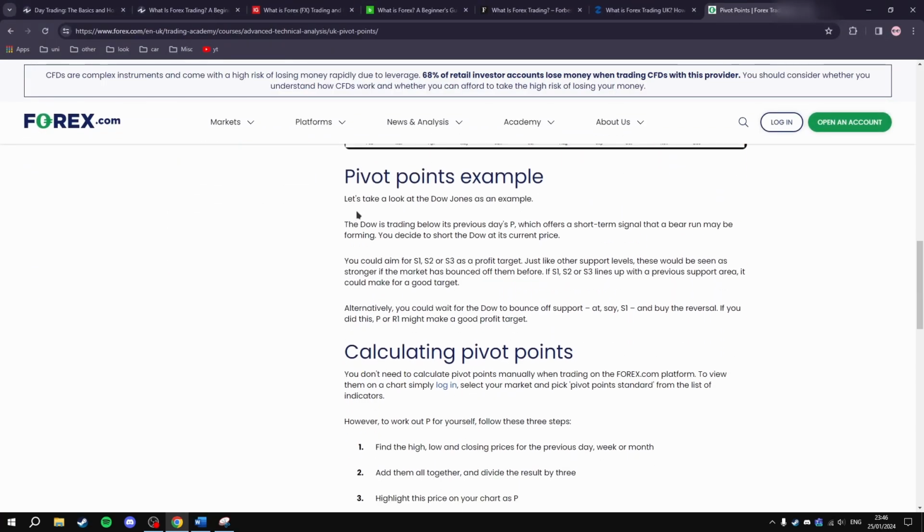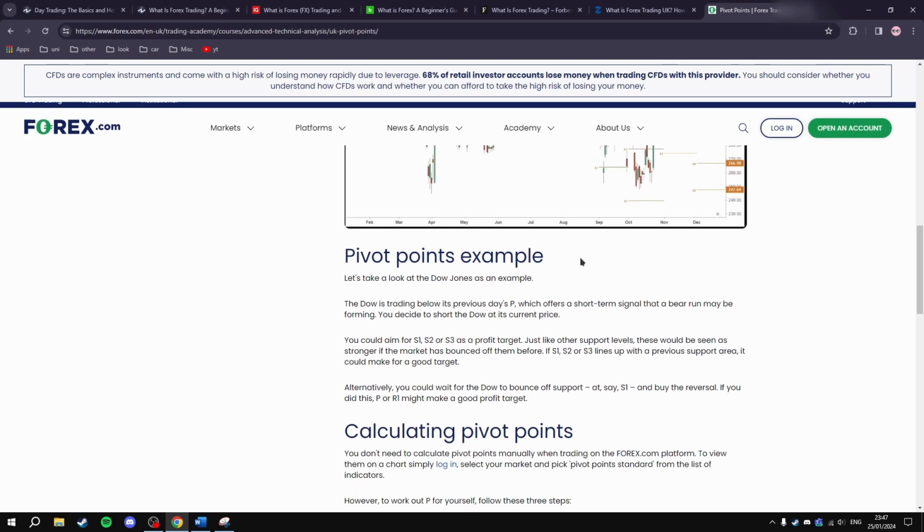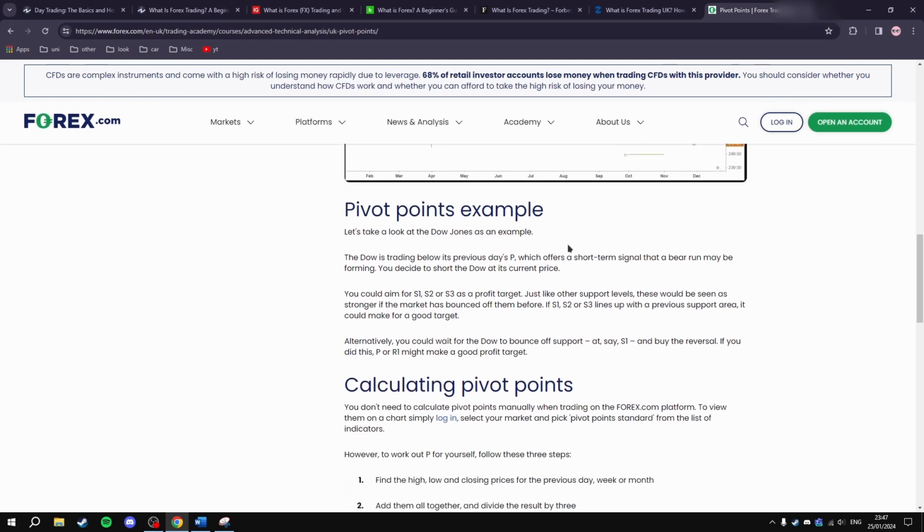Pivot points example. Let's take a look at a Dow Jones example. The Dow is trading below its previous day's P, which offers a short-term signal that a bear run may be forming. You decide to short the Dow at its current price. You could aim for S1, S2 or S3 as a profit target.